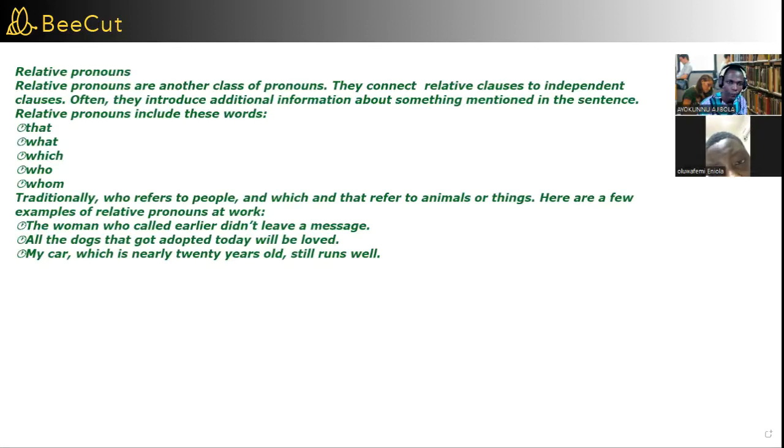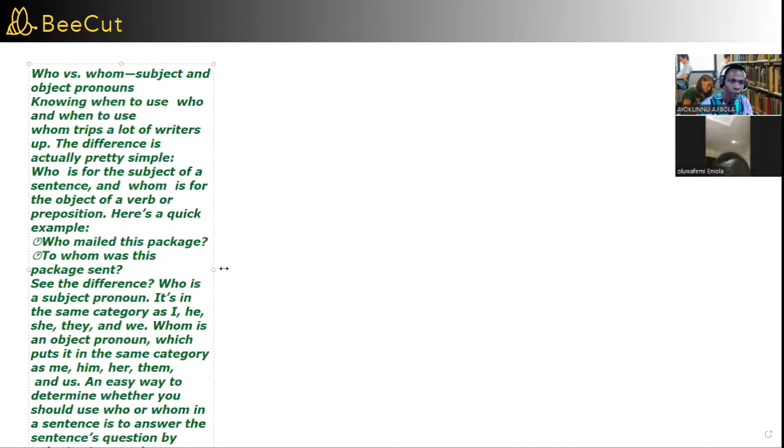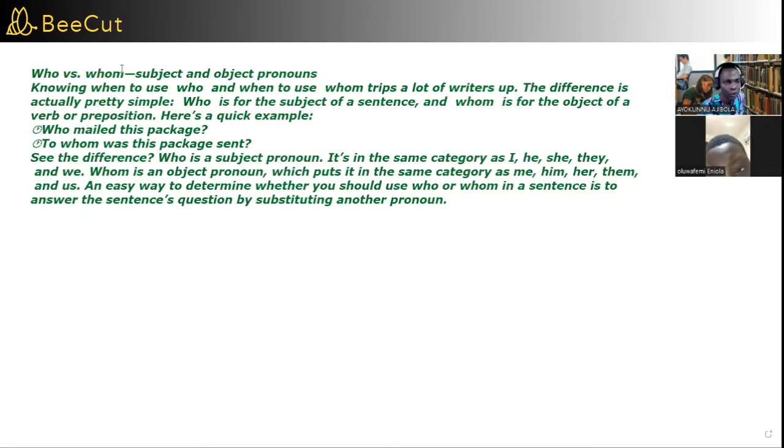Who versus whom now? Subject and object. Let us look at how to know when to use who or whom. Okay, wait a minute. So now, using who versus whom. I'm going to clear the screen, then you put those details up there. Who versus whom. Subject and object pronouns. What is a subject? What's an object in this sentence?